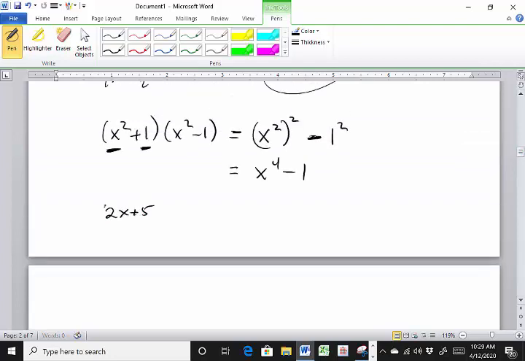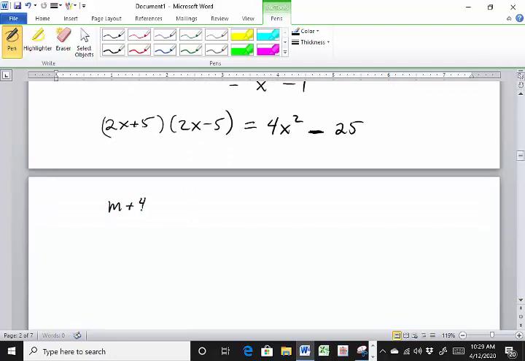How about this one? 2x plus 5 times 2x minus 5. Square the first term. Let's just do this in our head. 2x raised to the second power, I should say it like that, is 4x squared. Square the 5, you get 25. Put your minus sign in between. And that's it. Okay?